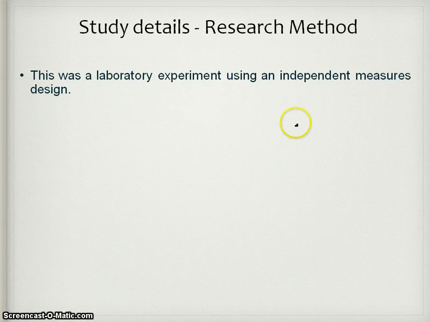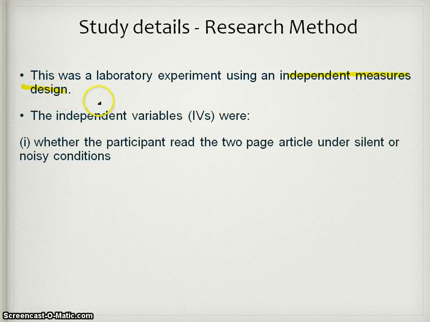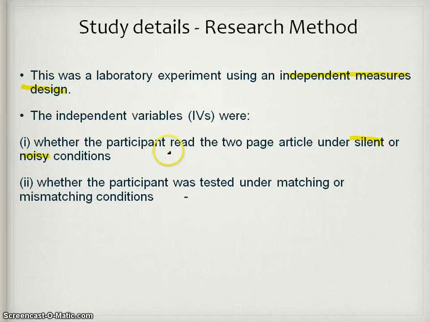So research method, it's an independent measures design which could be important later. Think about individual differences in memory perhaps. But lab experiment, the IV, very straightforward this. Whether the participants read a 2-page article under a silent or noisy condition. Okay, nice straightforward IV that you can replicate this study yourself quite easily. Whether participants were tested under matching or mismatching conditions. Okay, so when they're actually being tested on this 2-page article, were they under the same condition or were they under a different condition to when they learnt it?